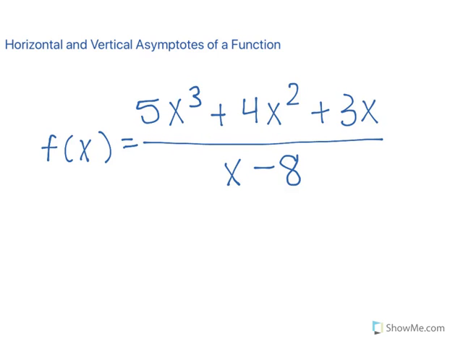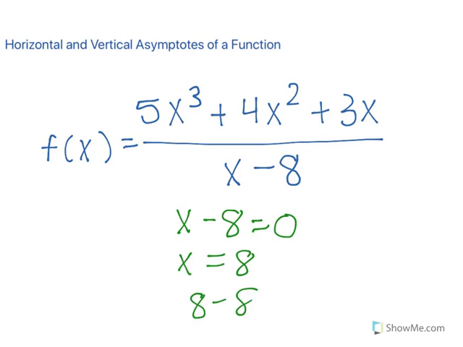Let's take another example. So f of x equals 5x cubed plus 4x squared plus 3x over x minus 8. So if we want to find the vertical asymptote, we have to make the denominator equal 0. So in our case, x minus 8 should equal 0. So x should equal 8, because 8 minus 8 equals 0. Therefore, our vertical asymptote would be 8.